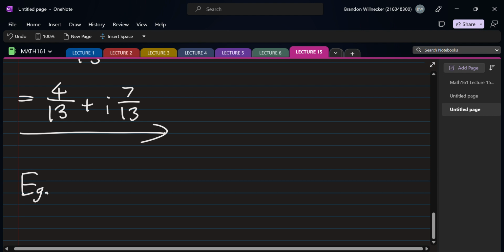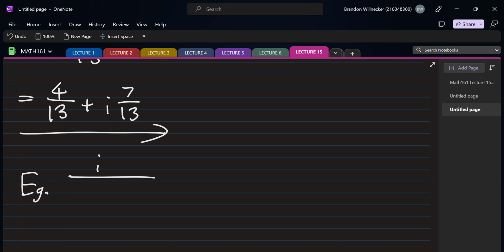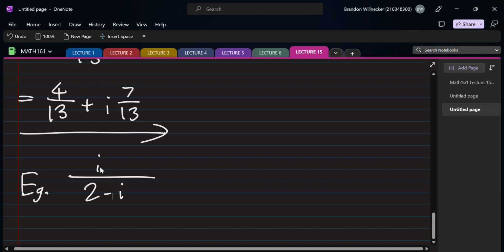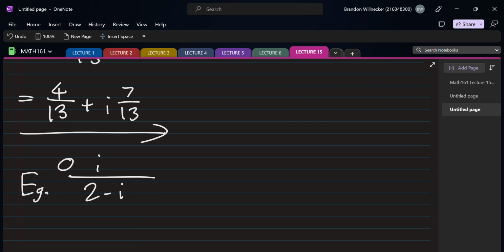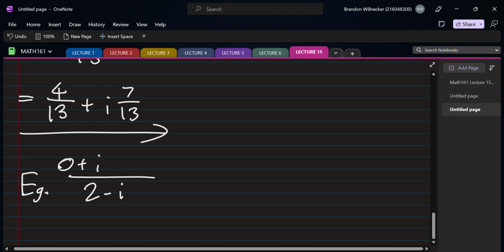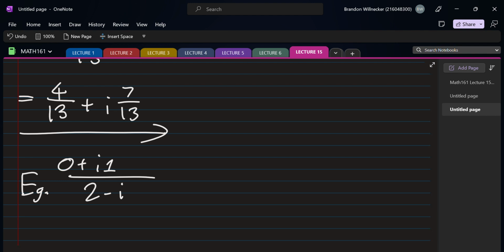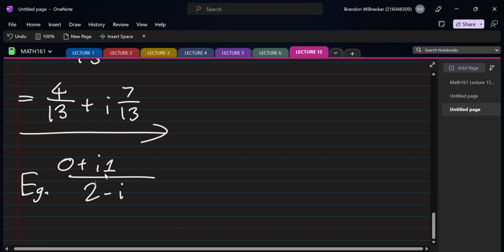Let's look at another example. Here we have i over 2 minus i. So in the top, we have a complex number, but there's no real part. It's purely imaginary. We could have written this as 0 plus i. So the real part is 0, the imaginary part is 1. So in general, that's a complex number, but specifically here, it is purely imaginary because there's no real part.